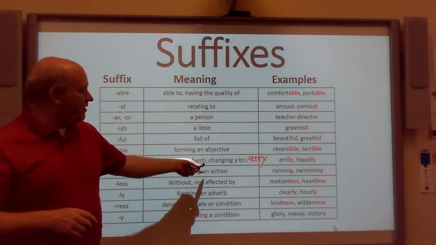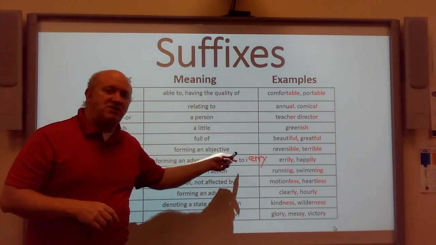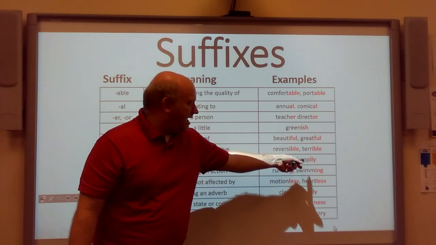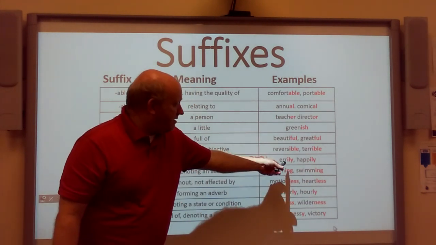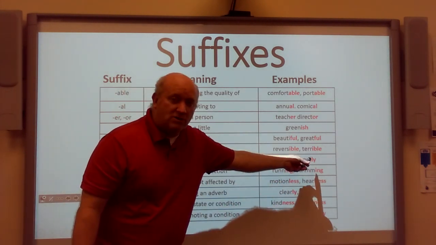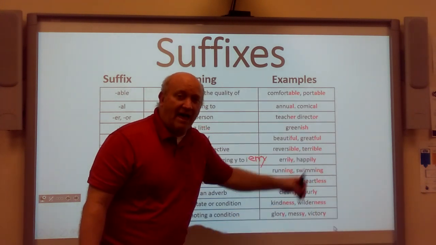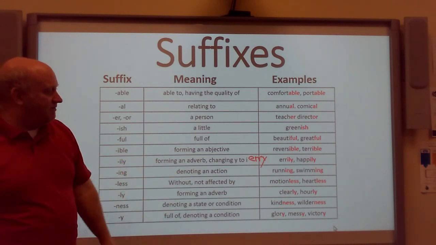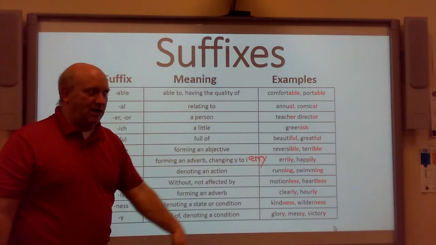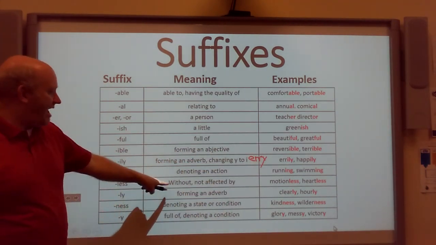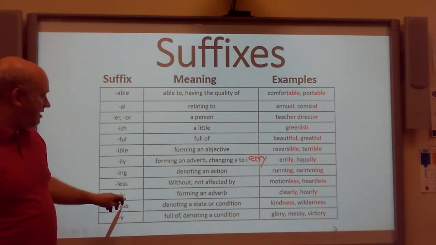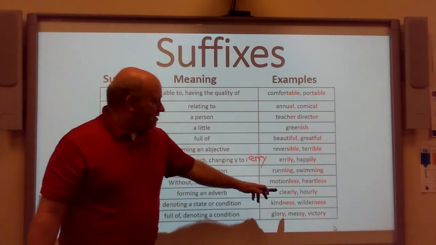Ily forms an adverb by changing y to i and adding the letters ly. For example, eerily and happily. Each of these had a y, so you change the y to i and add the ly. Okay? Ing denotes action. For example, running, swimming. Less means without, not affected by, like motionless, heartless. Ly forms an adverb, like clearly, hourly.